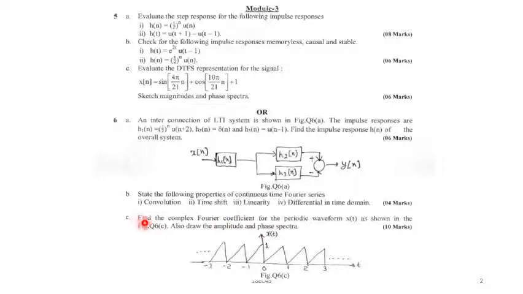Next question is find the complex Fourier coefficient for the periodic waveform x of t as shown in the figure. Also draw the amplitude and phase spectrum. Here the given one is a sawtooth waveform, a periodic signal, so you have to find the Fourier coefficient of the signal. The signal is from -1 to 0. It is a periodic signal with the fundamental period of 1 second. This is asked for 10 marks.